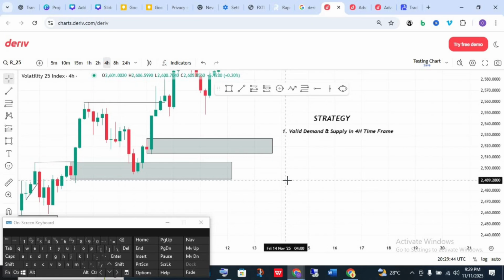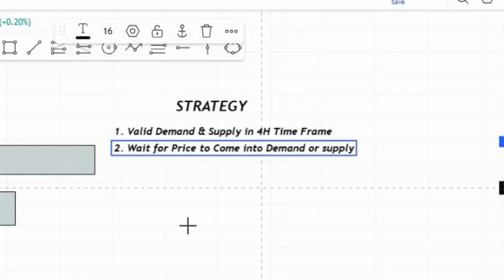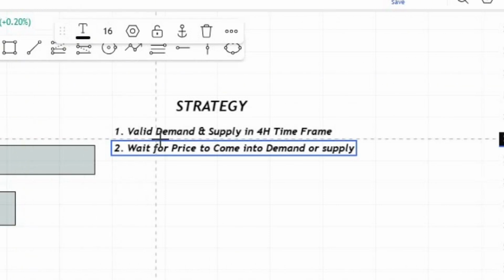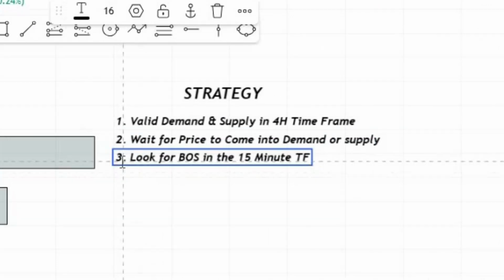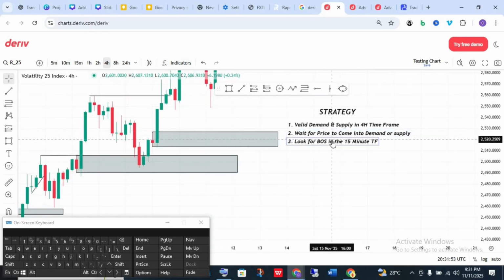After we identify demand and supply, we move over to step 2 of our strategy. Step 2, we will wait for price to come into this demand or supply zone. When price comes there, we are now going to do what? We are going to scale down to the 15 minutes time frame and check for a break of structure. Let me write it down. Step 3, we look for a break of structure in the 15 minutes time frame. Price has to come and break a high or a low. That's what we call a break of structure.